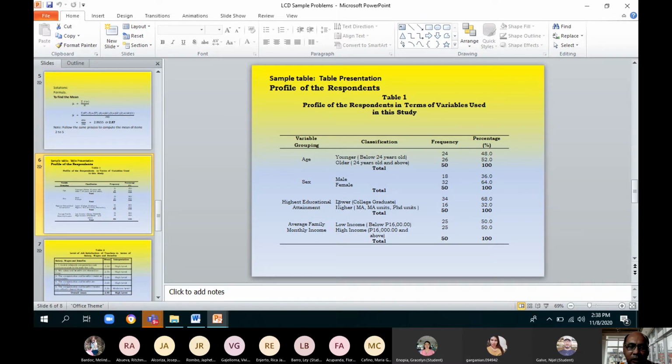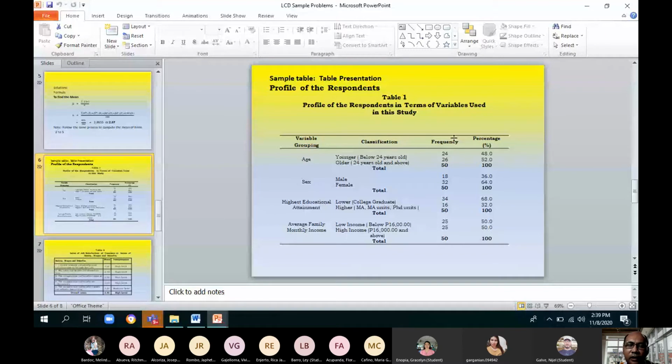Now, ito ang sinasabi ko, to categorize the highest educational attainment, meaning lower and higher. College graduate, MA units, PhD units belong to the higher educational attainment. High school is the lower. Then the average family monthly income is the same lang sa age, mag-interpret: low income and high income.